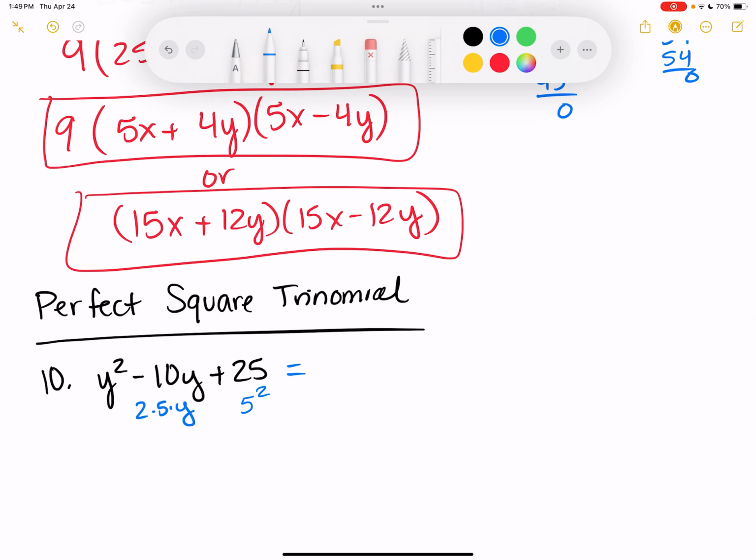So now we do the first term, the sign of the middle, and then the last term, whatever's being squared. So in this case, it's 5. We put parentheses around it, and it's that whole thing squared. And again, if you were going to check this, you need to write this as y minus 5 times y minus 5, and then FOIL it so that you can do it.